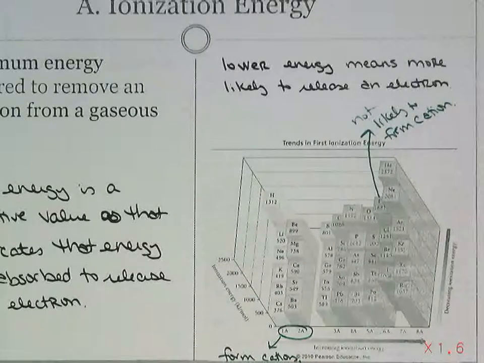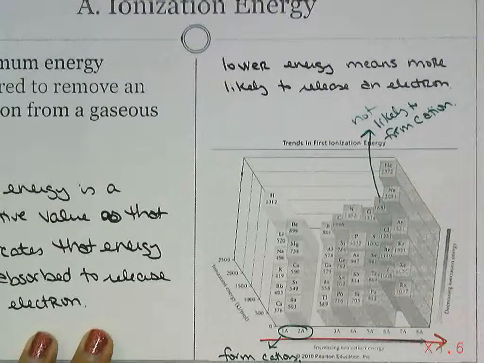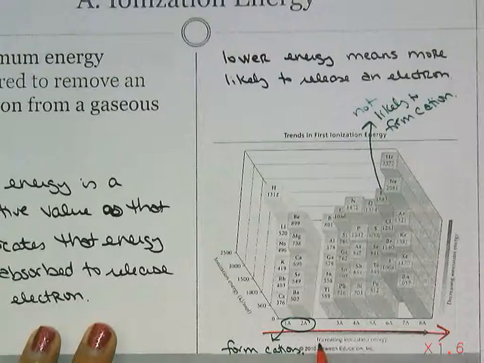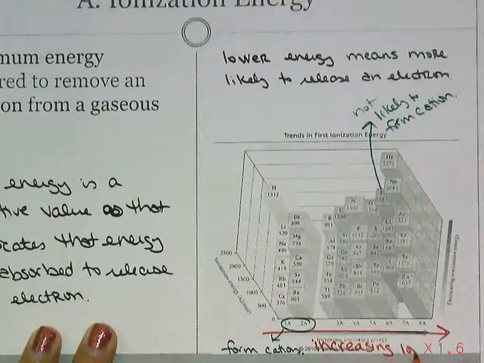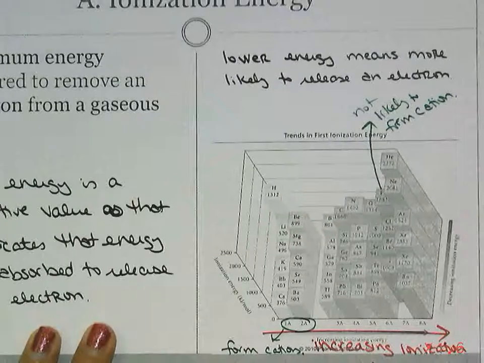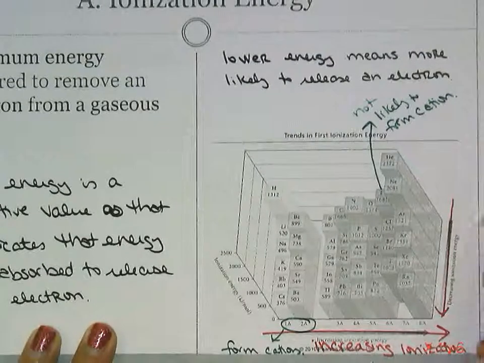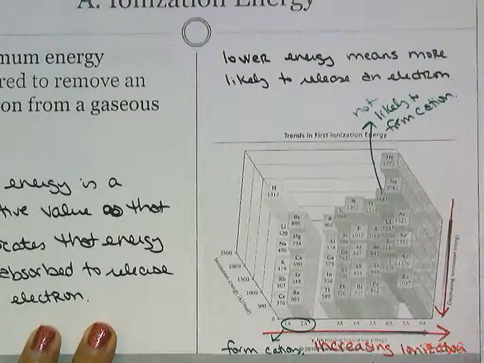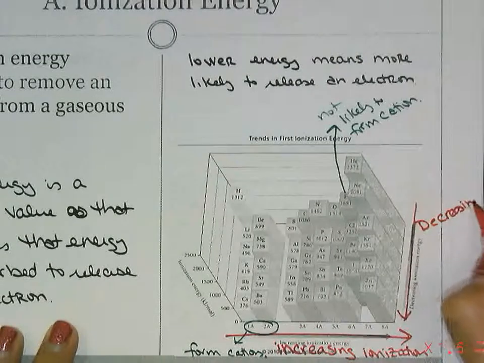All right, so our trend is going left to right, going this way, that is increasing ionization energy. And then going this way, going top to bottom, that is decreasing ionization energy.